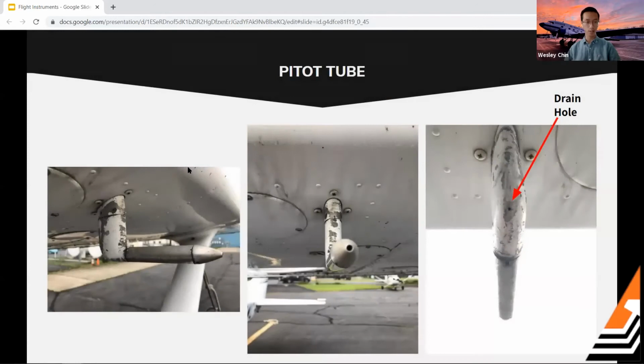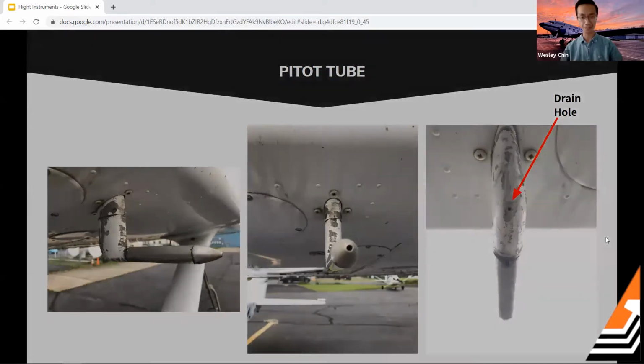So here's what it looks like in our airplane. We've got the pitot tube over here on the left side. There's your front opening. And on the back, there's that tiny little drain hole. So, during your pre-flight, you want to make sure that stuff is unclogged.